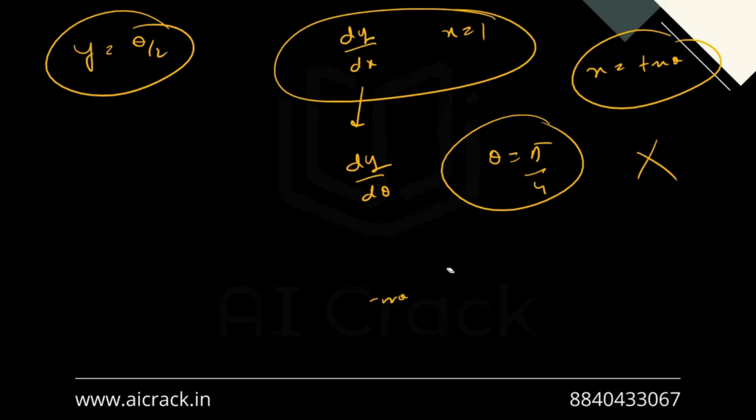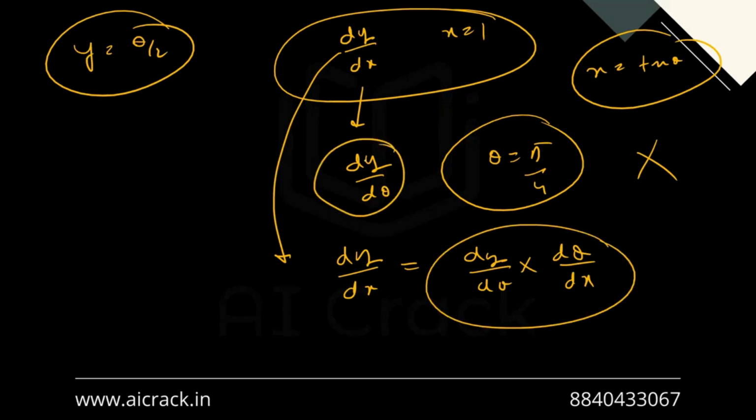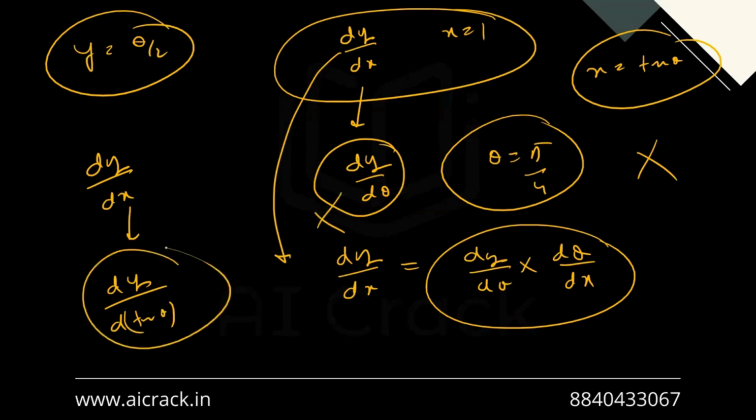Now that was one approach. Second approach would be, you can modify this one. Dy by dx can be written as dy by d theta multiplied by d theta by dx. Now in this case, you'll get the correct answer, right? So you don't have to do this. You have to use the actual substitution. When we are saying dy by dx, we have to replace x over here. That would give us dy by d tan theta and not d theta, right? So this is wrong. You have to do this one or this one.